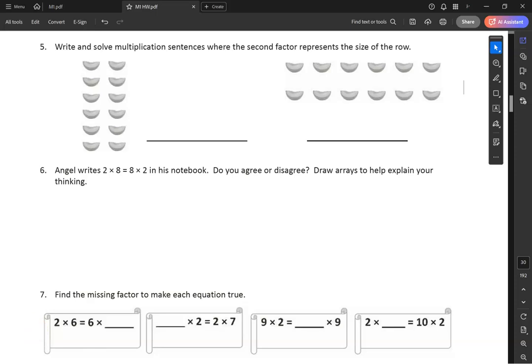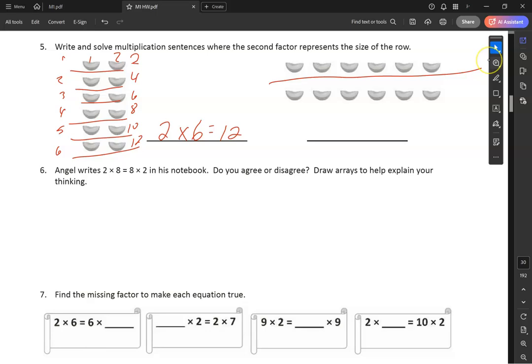Okay, number 5. Write and solve multiplication sentences where the second factor represents the size of the row. So first we're going to label 1, 2, 3, 4, 5, 6, and 1, 2. So they're counting by 2's. 2, 4, 6, 8, 10, 12. Okay. So they want the second factor to represent the size of the rows. So we have 6 rows. So the second factor is going to be 6. We have 2. 2 times 6 equals 12.